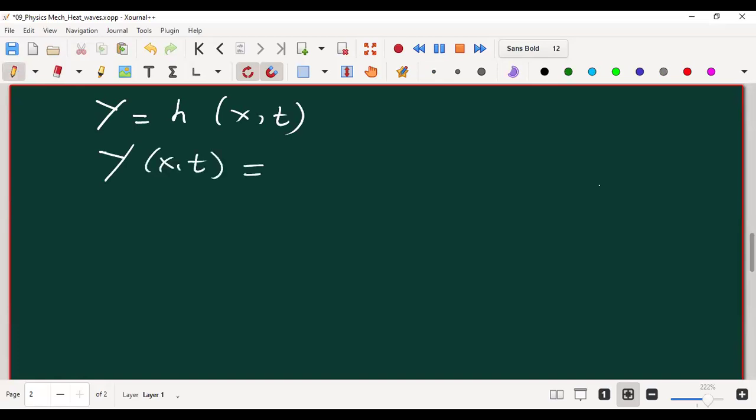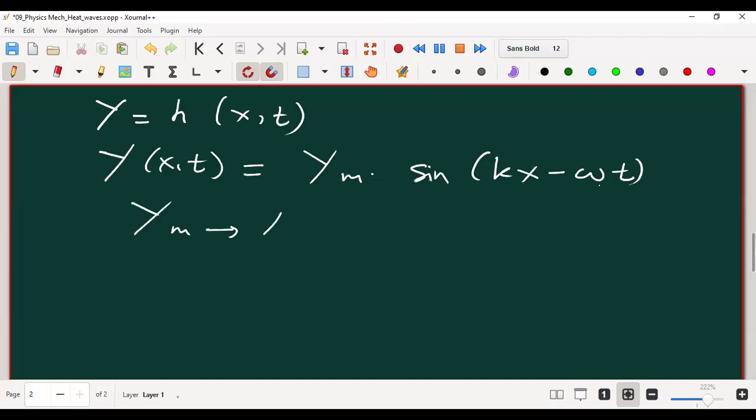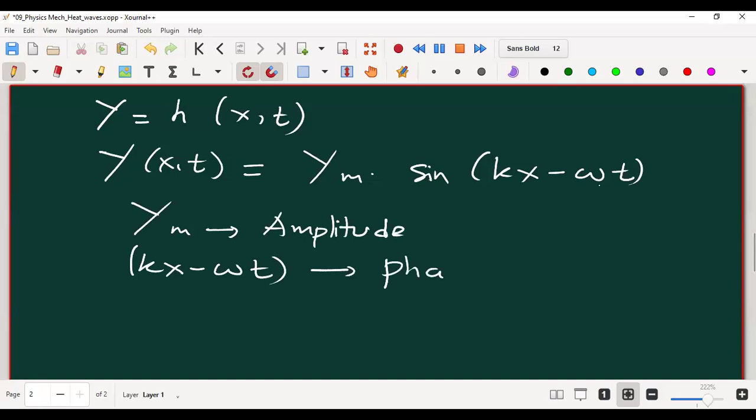This is equal to y maximum times sin(kx minus omega t). So this one is the equation of the wave. Here ym is the amplitude, and kx minus omega t is called the phase. This is the phase of the wave.